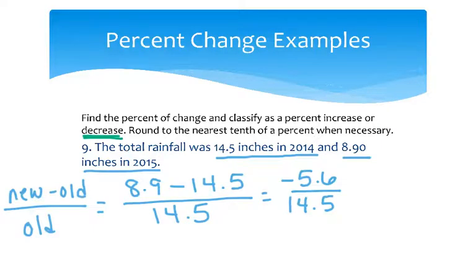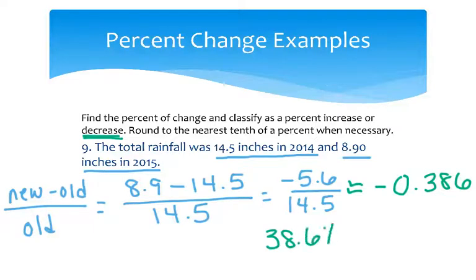So now when you solve this on your calculator, you get it to be about negative 0.386. Converting that to a percentage now, it's going to be 38.6%, and the negative tells me decrease.